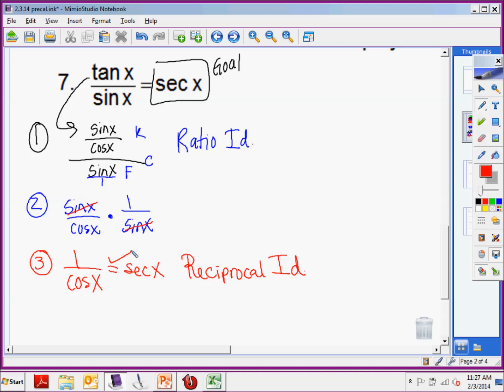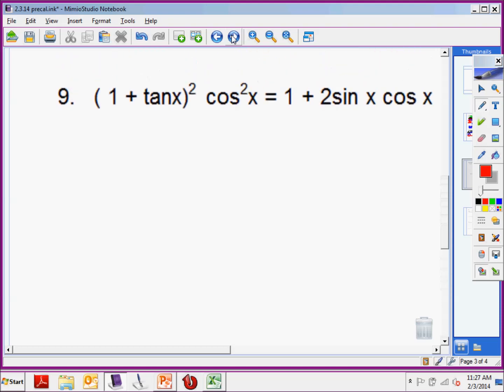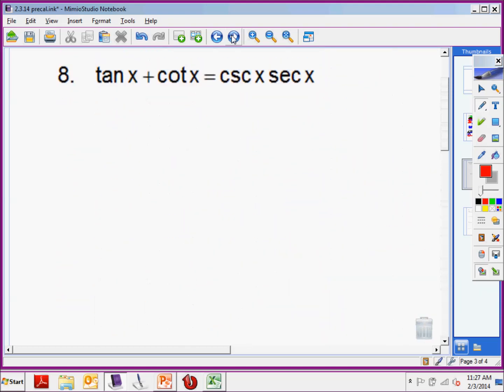All right, how do we feel about proofs? We're going to get a little harder. On number 8, our goal is to prove the identity. Okay, all right. So our goal. That's step 1. We should do what?